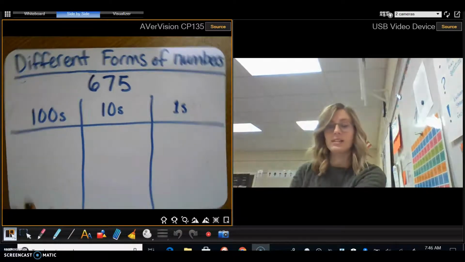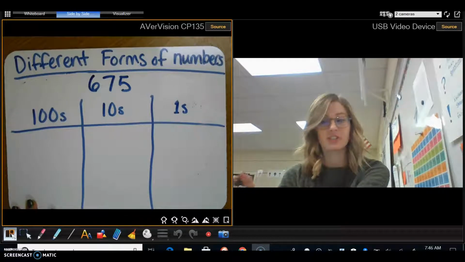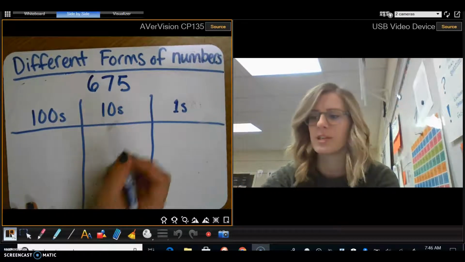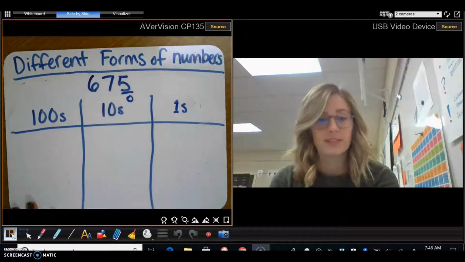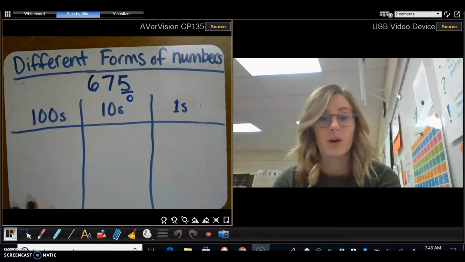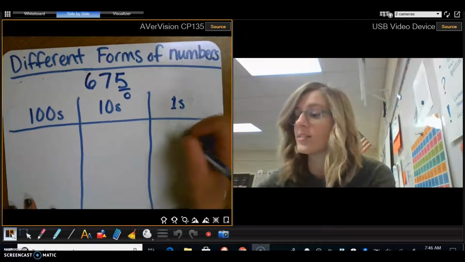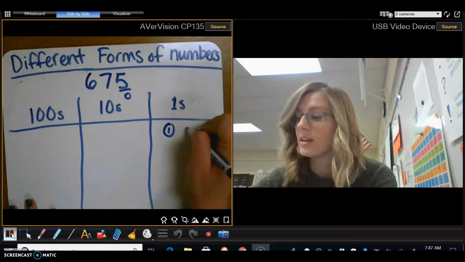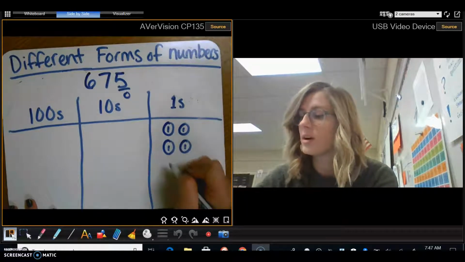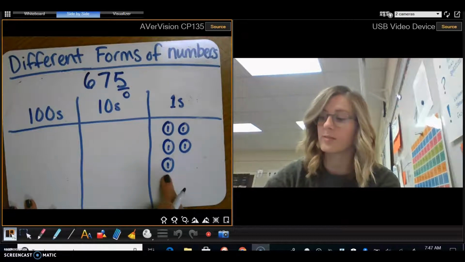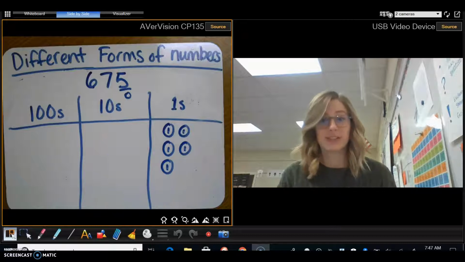So now I need to draw the right amount of place value discs in each of my sections. So let's just start with our ones section. So how many ones do I have? I have 5 ones. So I'm going to draw 5 of my place value discs. Ready? So 1, 2, 3, 4, 5. And notice how I wrote a 1 in each of them so I know what each disc represents.